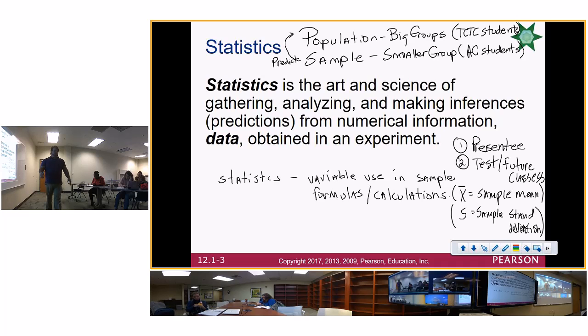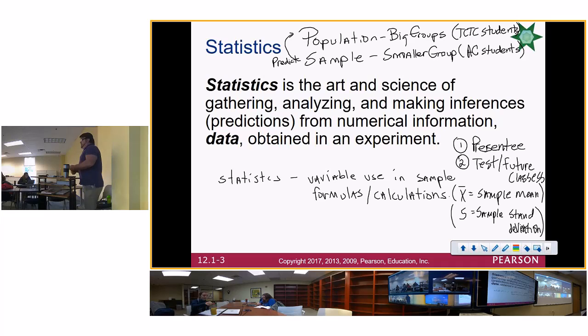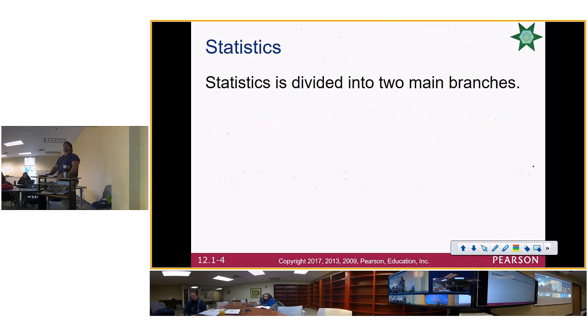All right, now we're going to get into this population here in just a second, because it's going to tell you the difference between population and sample, if you're paying attention and not playing on your phone.